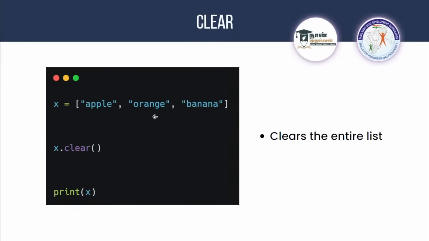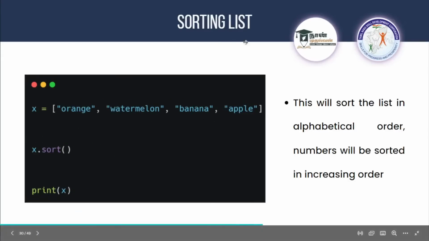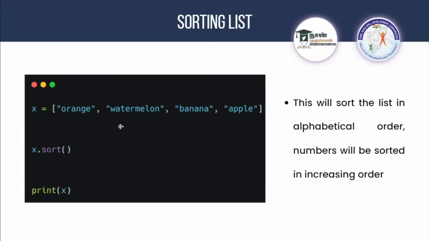And if you want to clear your entire list, then you can call this dot clear. This will clear everything and you will be left with an empty list. Okay, so the next thing will be sorting a list. If you have numbers, it is going to sort in ascending order, from the smallest number to the largest number. And if you have letters or strings, it is going to sort in alphabetical order using sort.